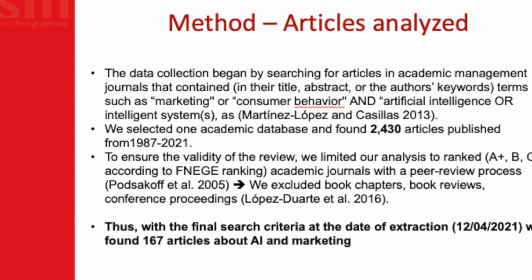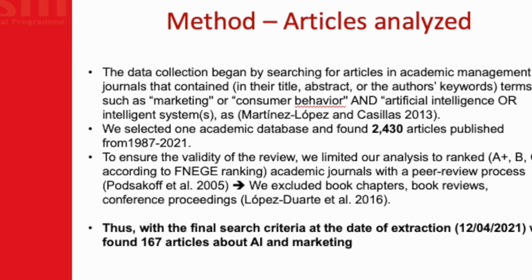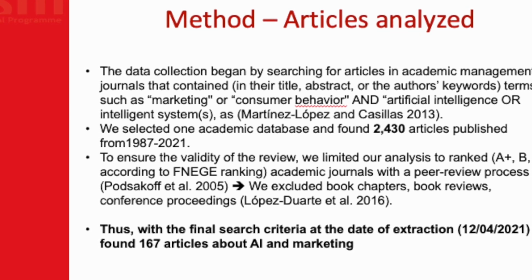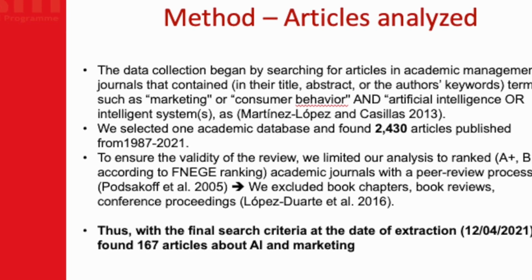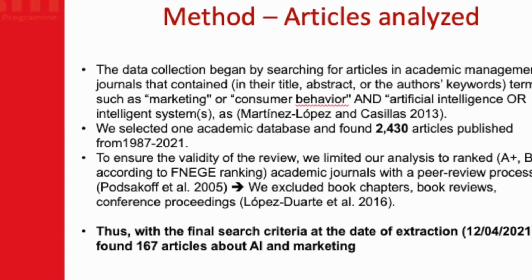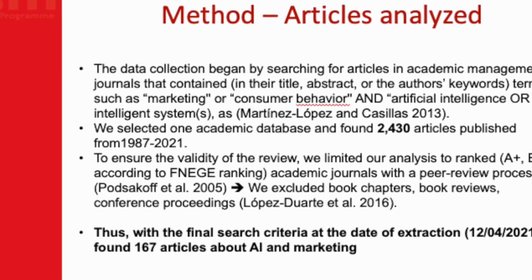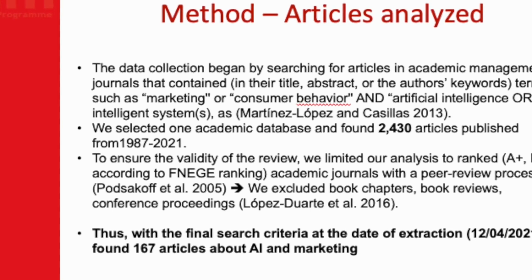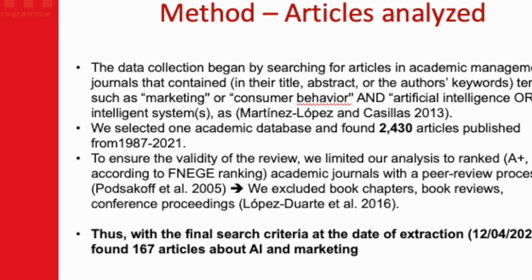To ensure the validity of the review, we limited our analysis to only top-ranked journals. That is A+, A, B, and C journals according to the French FNEGE ranking. So academic journals with a peer review process, and we excluded book chapters, book reviews, and conference proceedings because they are not valid for the literature review. Thus, the final search criteria at the date of extraction in April 2021, we found 167 articles about artificial intelligence and marketing.